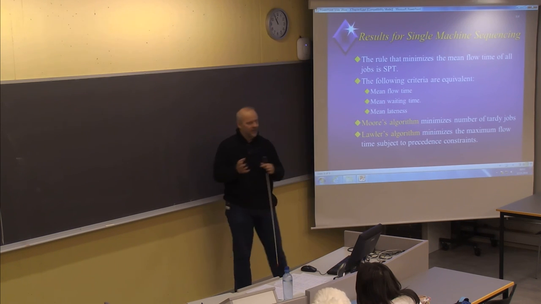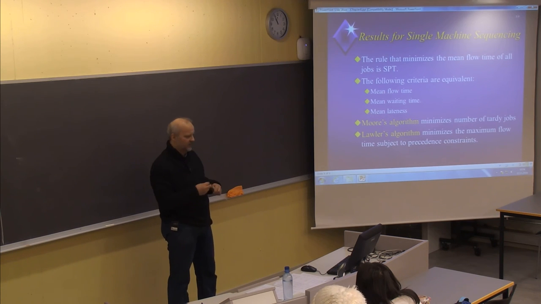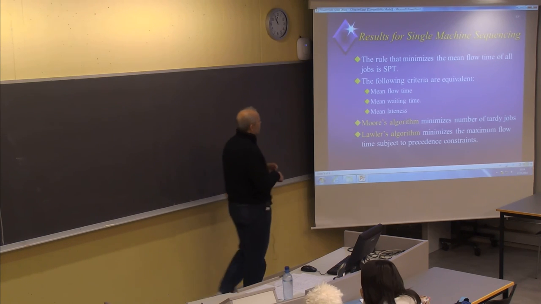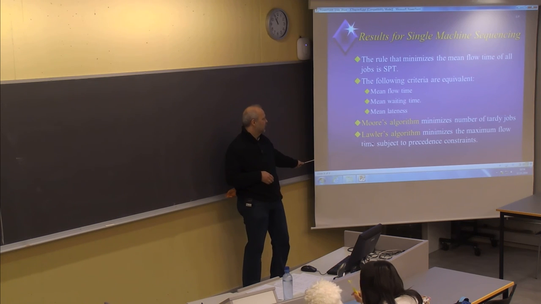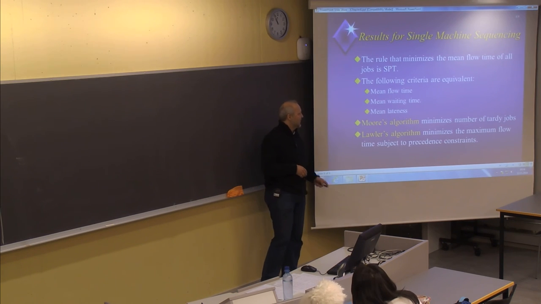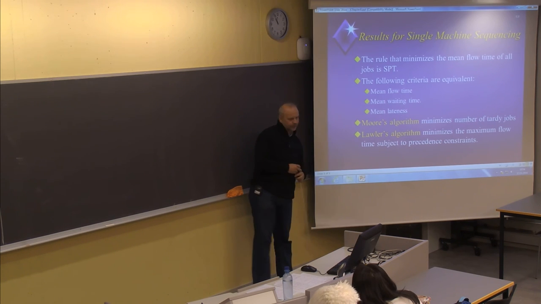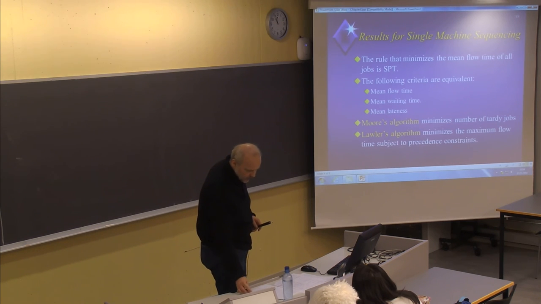So then it doesn't really matter. Well, if a job is delayed, then it is delayed. How much doesn't really matter, because we want to finalize as many jobs as possible within the given time. And at last, we have Lawler's algorithm, which will minimize the maximum flow time subject to precedence constraints. So here we are given some precedence, which says that one job should be finished before another one can start. So these are now the different rules we will look at in this course, and we'll go through examples.